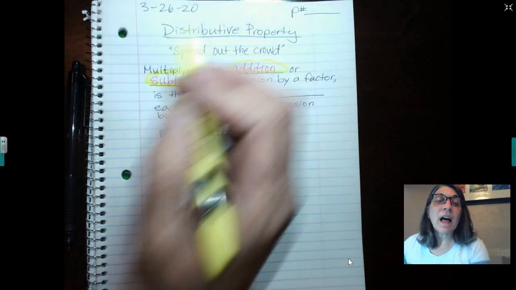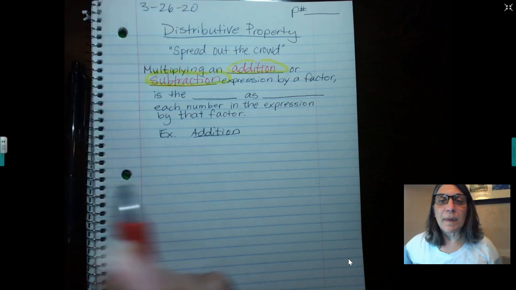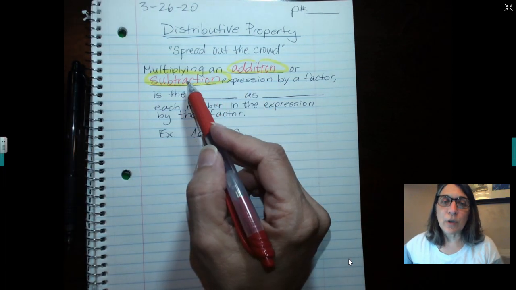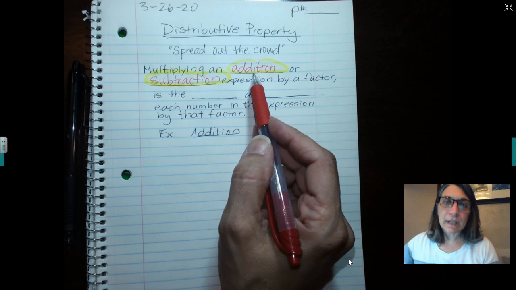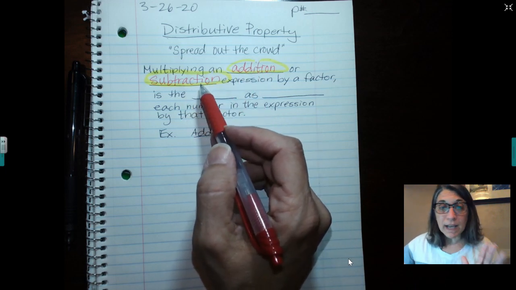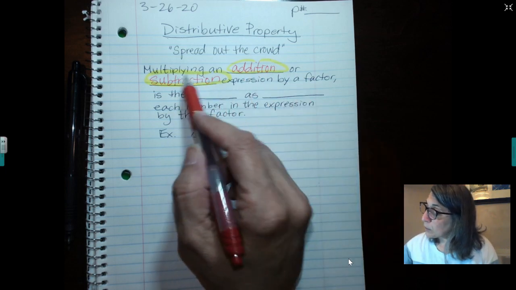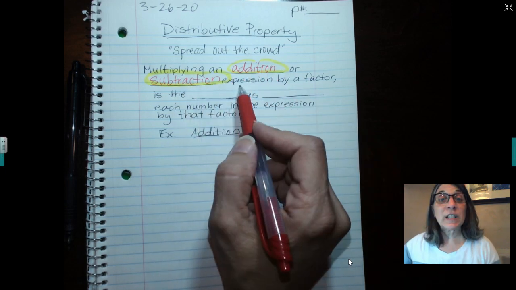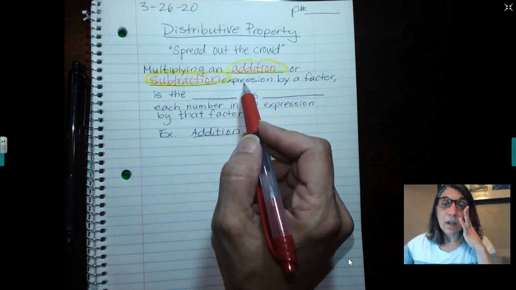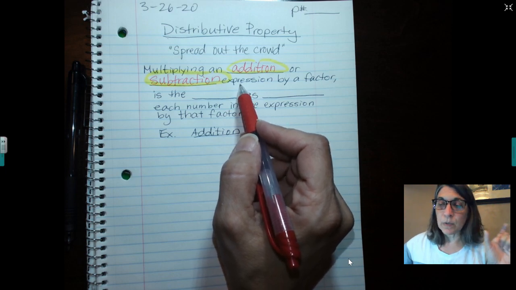A lot of common mistakes, as we get further along, you'll see, are because we didn't pay attention that it was an addition or a subtraction expression. We always assume it's an addition expression, but it's subtraction as well. Not multiplication, not division, just addition and subtraction. So we're multiplying an addition or subtraction expression. Remember, expressions are not equations. It's just part of an equation, the part that doesn't have an equal sign.